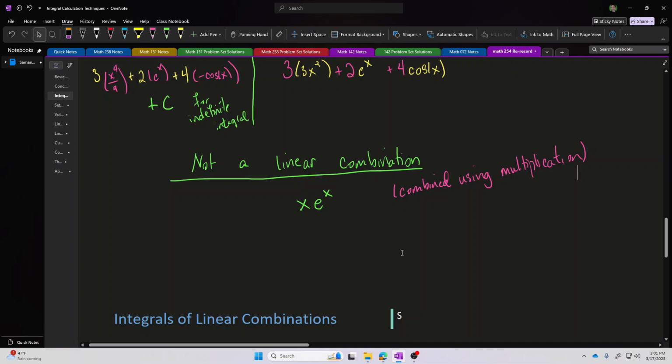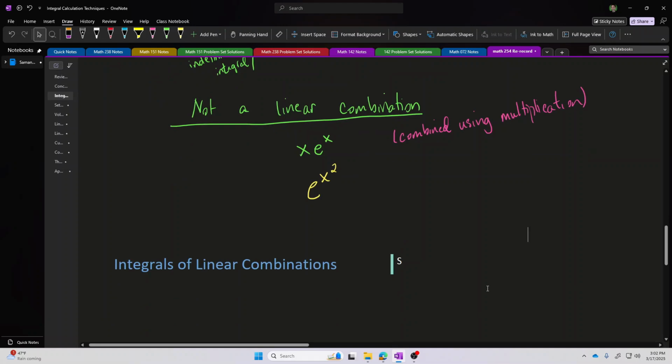The derivative would have to be found using product rule, and the antiderivative would have to be found using integration by parts in this case. The same thing is true about the function e to the x squared. This is a combination of toolkit functions, but the combination has been achieved via composition.